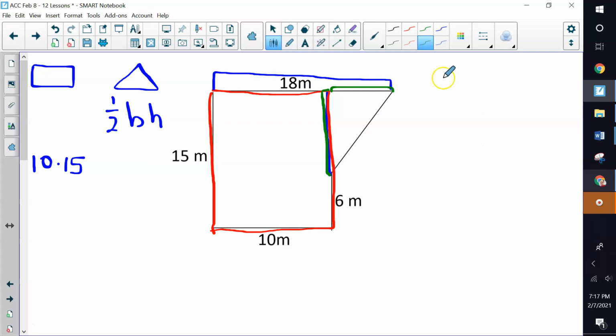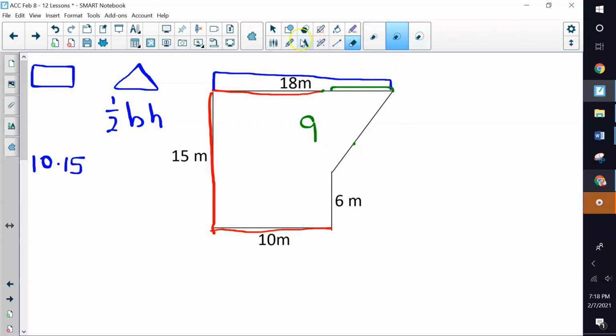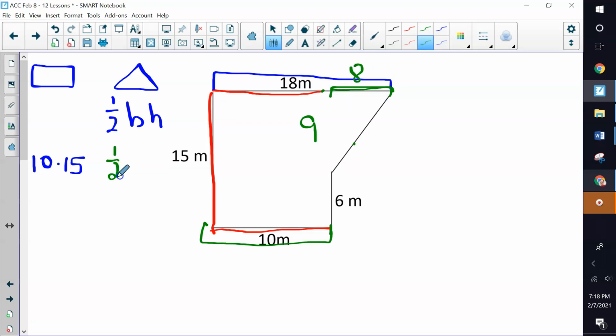All right, let's go over the answers. This side length right here, if from here to here is 6, and the entire distance from here to here is 15, then here to here is going to be 9. Okay, we've got it pretty messy here. So this length here is 9, and then we're going to use the same reasoning here. If 18 is the total here, but from here to here is 10, that means from here to here must be 8. So our triangle is 1/2 times 8 times 9.